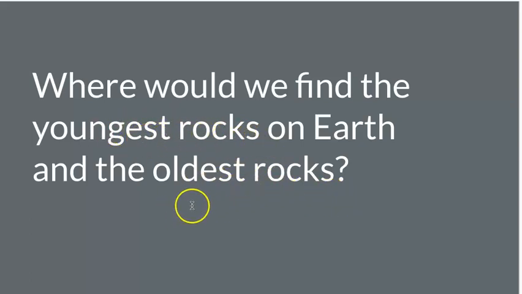The oldest rocks, on the other hand, are found in the middle of continents, in the middle of Earth crust, right? So some of the oldest rocks are in the Appalachian Mountains. That is one of the oldest mountain ranges in the world. It is several billion years old, and it is in the South and Midwest of our country, in places like North Carolina, Tennessee, Virginia. So we would find the oldest rocks in the middle of the continents, and the Appalachians are an example of that. It's not the only one, but it's a good one.